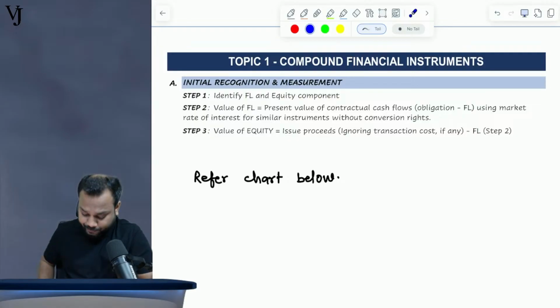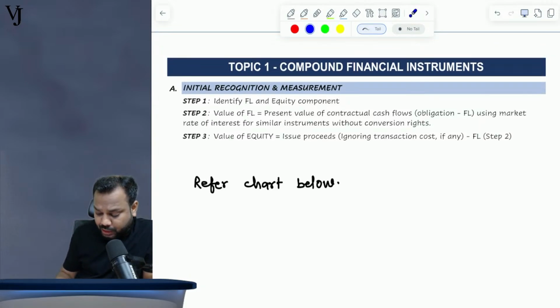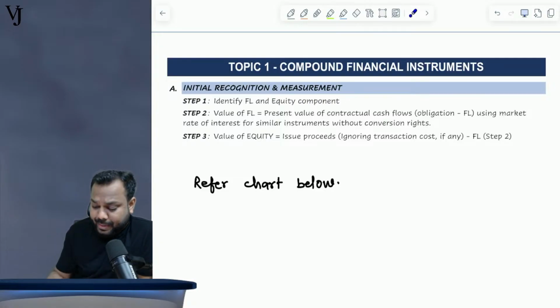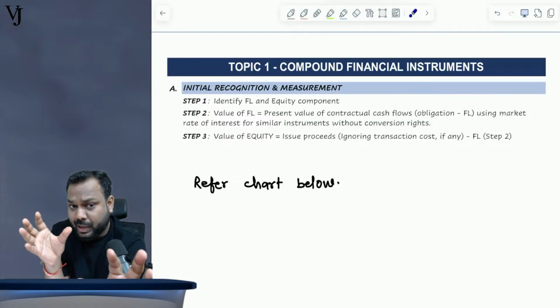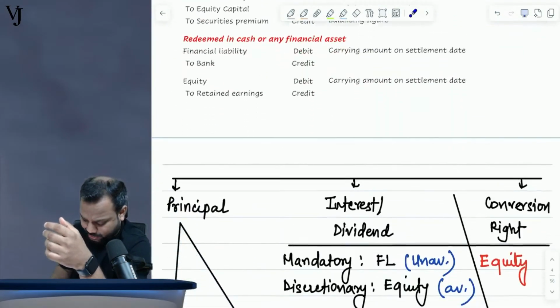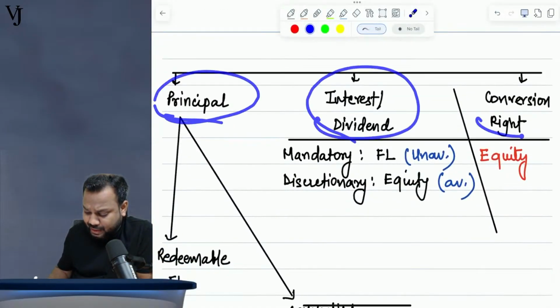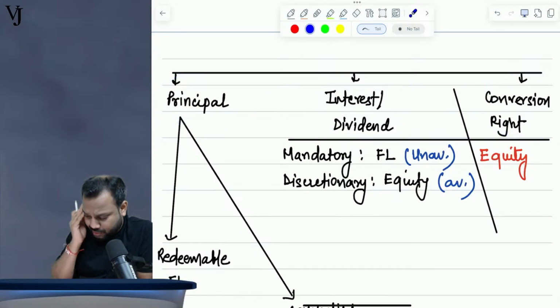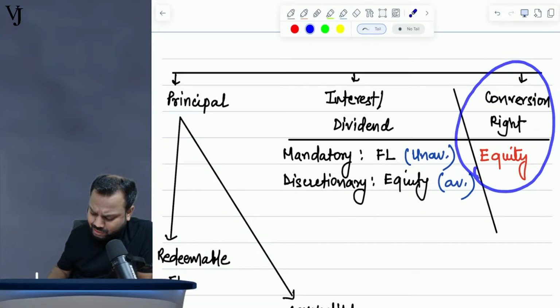Now comes the question: how do we need to split the instrument? To do the split accounting, we first need to break the instrument into small parts: principal, interest or dividend, and the conversion rights. Understand that the conversion right is ideally always equity.